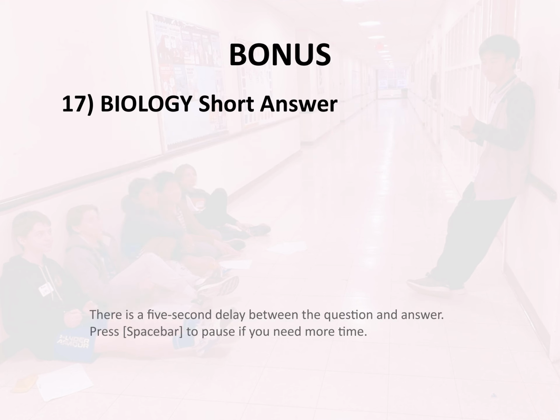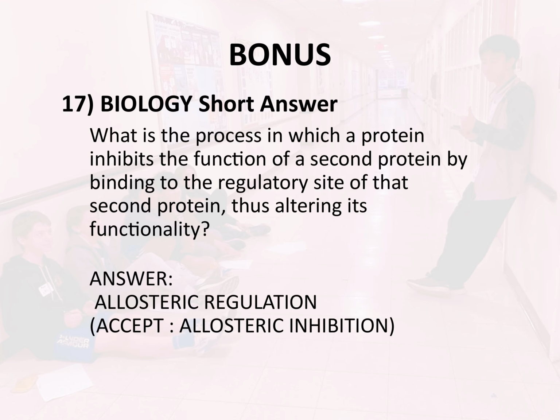Bonus 17. Biology. Short answer. What is the process in which a protein inhibits the function of a second protein by binding to the regulatory site of that second protein, thus altering its functionality? Answer: allosteric regulation.